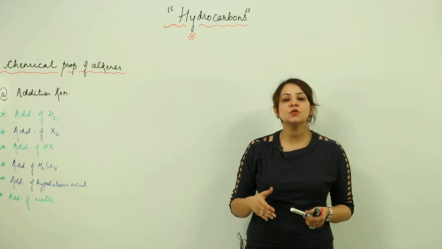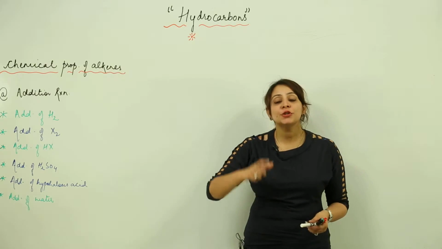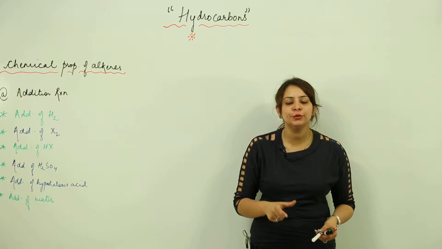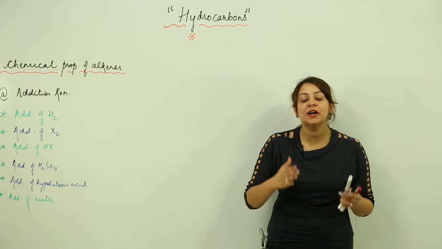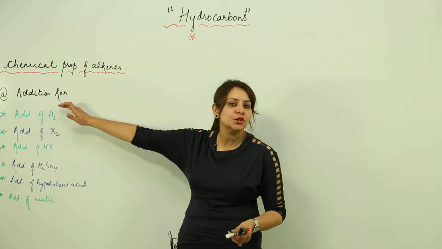Now we are going to start with the chemical properties of alkenes. So the first major property which I have for you, or you can say a crucial property for alkenes or an unsaturated compound, is the addition reaction.